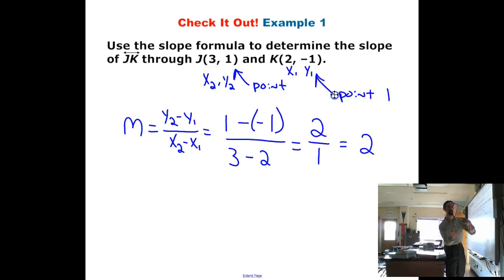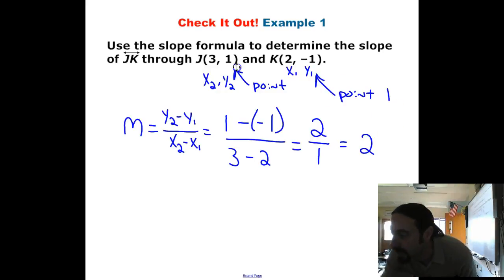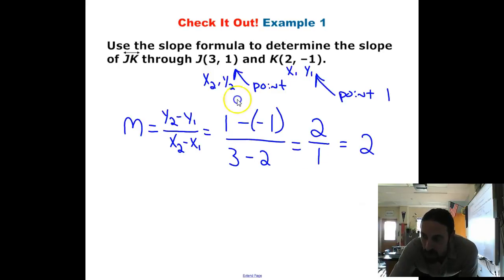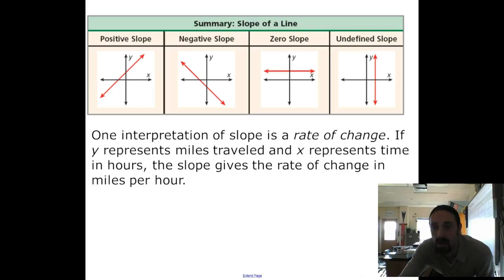You could have done it the other way around. You could have said this point here was point 1 and this was point 2. You would get the same answer. You just need to be consistent throughout the problem. I realize that my voice cut off a little bit there, so I'll try to speak louder when I'm at the board. On this slide here, it talks about a summary of slope of a line.